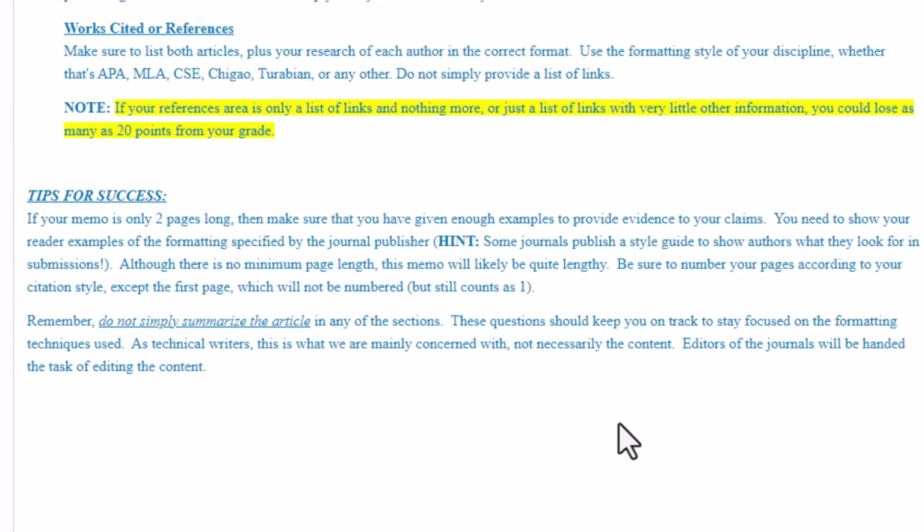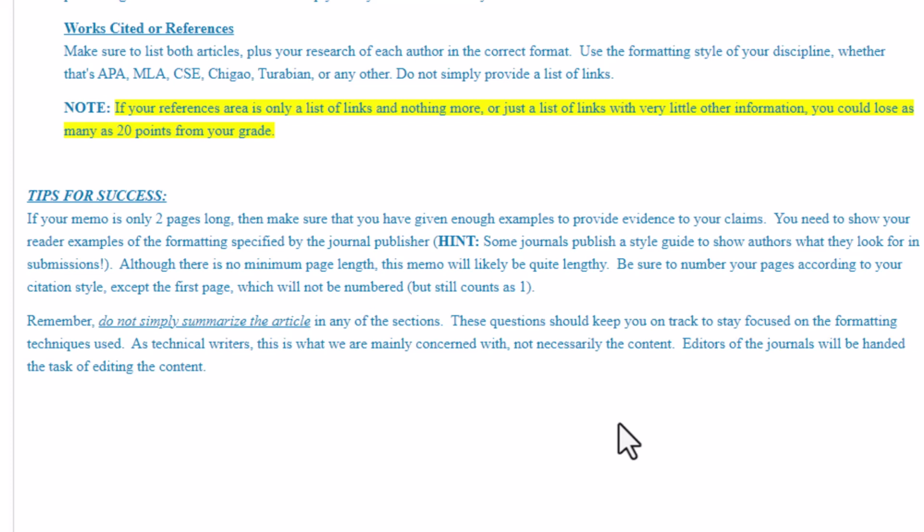Keep in mind too that some of these journals do publish a style guide to show you what they're looking for exactly with minimum expectations, so that may make this a simpler possible assignment for you if you can find that. Be sure to number your pages according to your citation style, except for the first page, which you do not number on a memo. It still counts as page 1, but you just don't have anything marked as page 1.